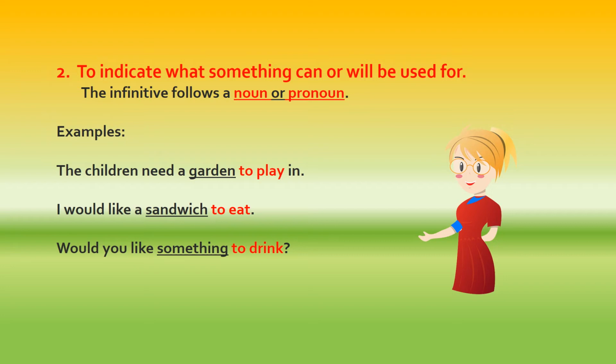In the second sentence, I would like a sandwich to eat. Again, we have the noun sandwich followed by the infinitive to eat. So to eat indicates that sandwich will be used for food. In the last sentence, would you like something to drink? We have the pronoun something, and the infinitive to drink indicates that the pronoun something will be used as a drink.